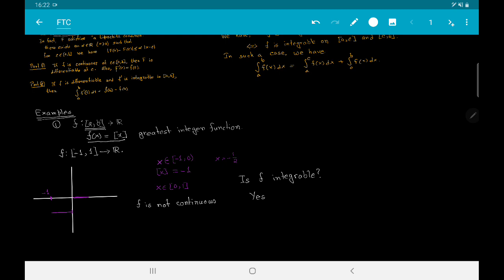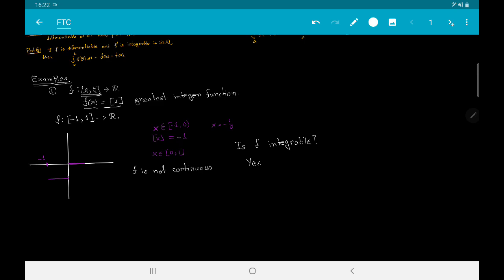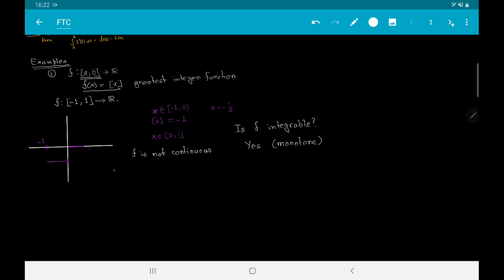You can use many facts that we have proved, but the easiest that comes to my mind at this point of time is that it is a monotonic increasing function. We have stated that monotonic functions are integrable. So this is a monotonic function and it is integrable. So by the fundamental theorem of calculus, the function big F, which is defined as the integral from -1 to x of f(t) dt, is continuous.